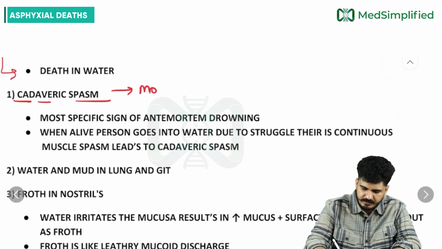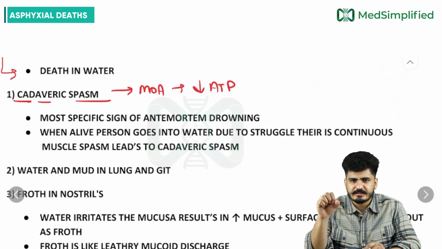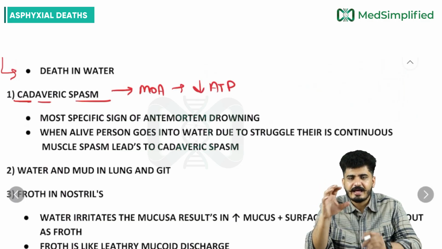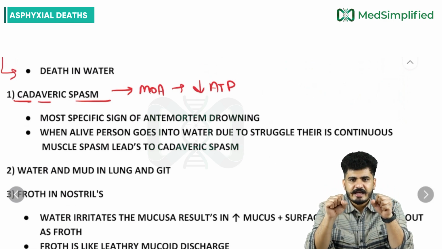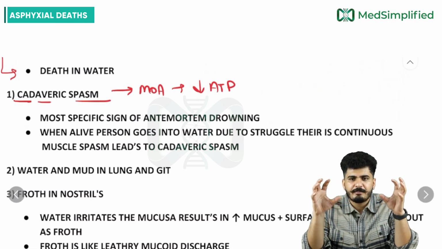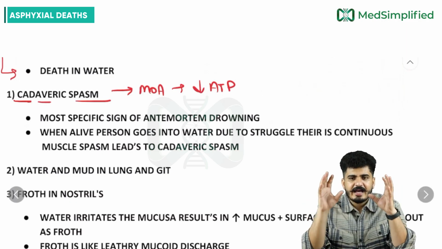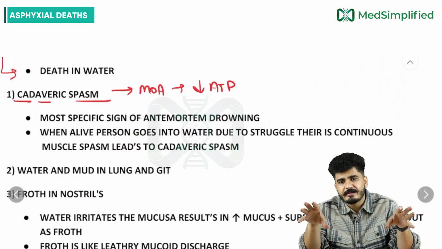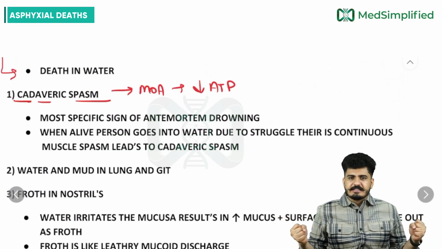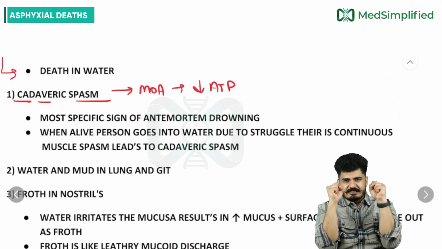Because the mechanism of action is decrease in ATP. A lot of use of ATP will constrict the muscle like this, and the hand will have something inside. If the hand is clenched like this and is holding grass particles or mud particles inside the fist, that means the person was alive and had struggled a lot inside the water to survive, to breathe. While struggling, however painful it was, he just took the sand or whatever it was, and clenched his fist like this.